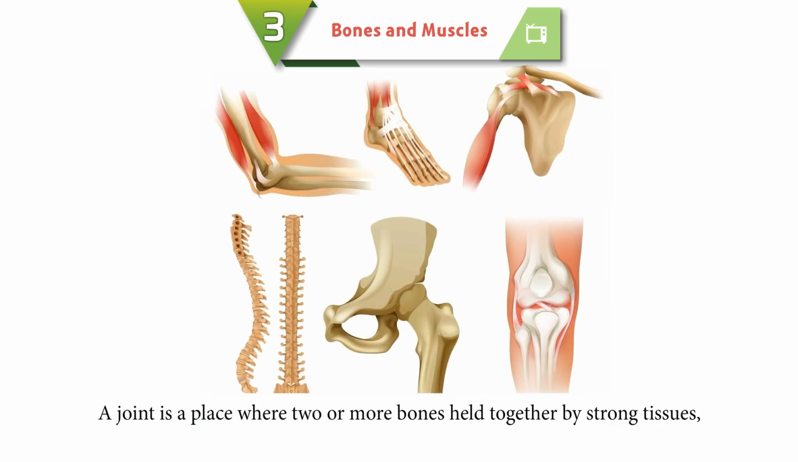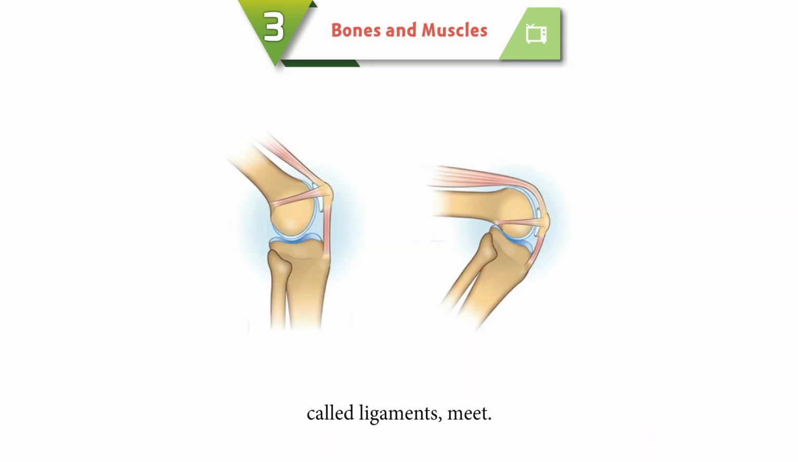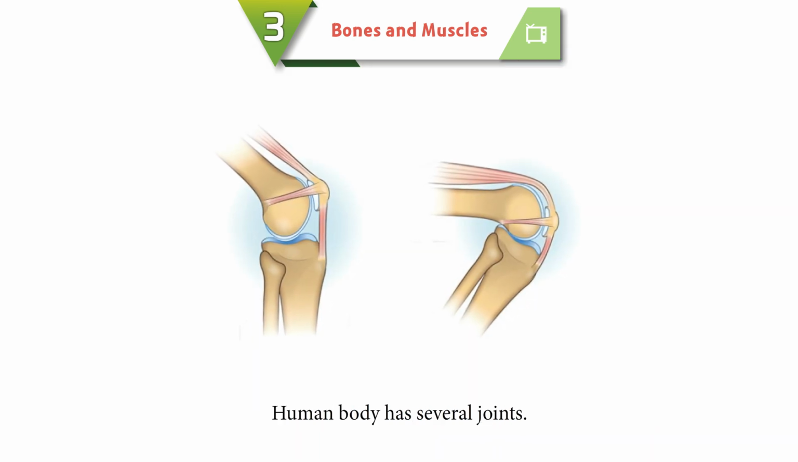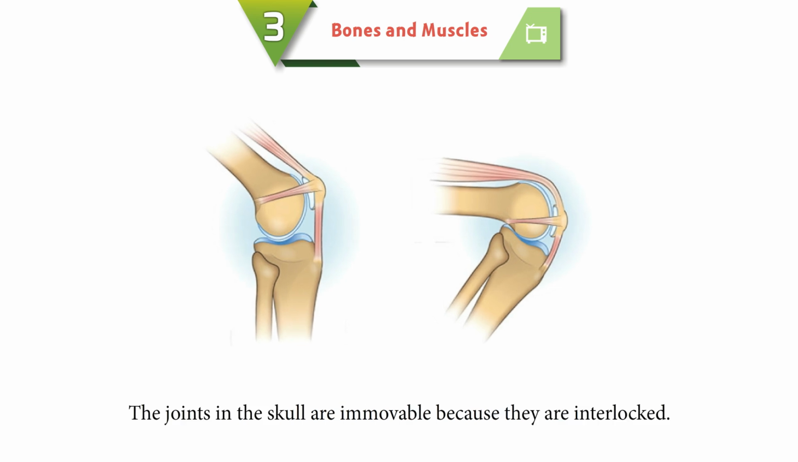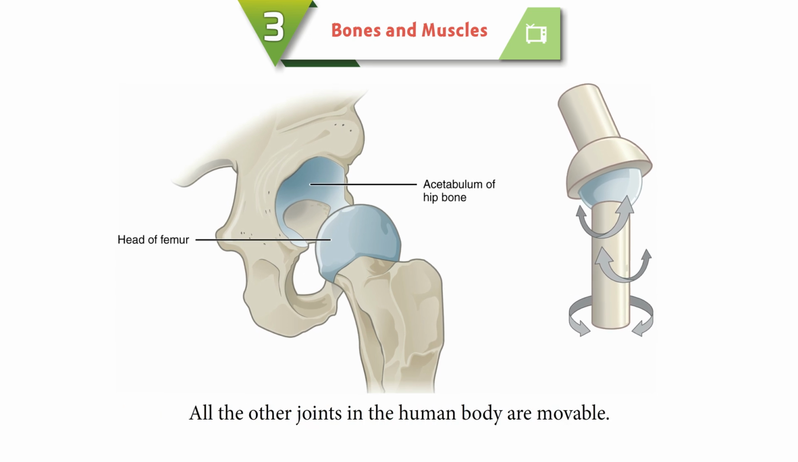Joints. A joint is a place where two or more bones held together by strong tissues, called ligaments, meet. The human body has several joints. The joints in the skull are immovable because they are interlocked.